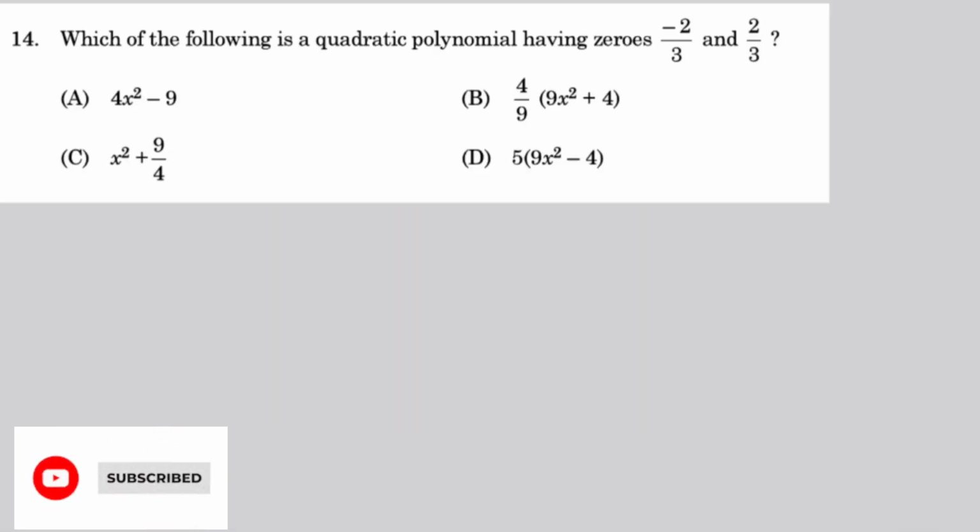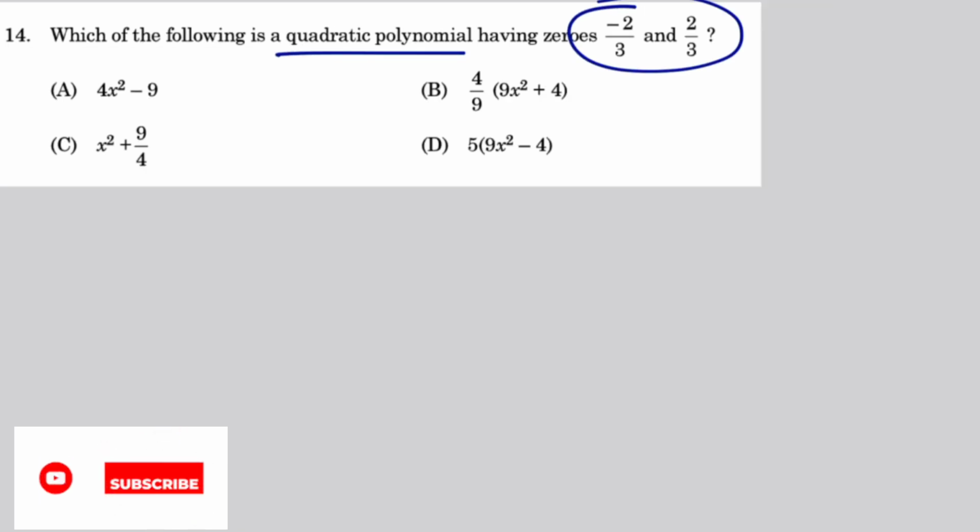This is the question which is related with the quadratic polynomial. Which of the following quadratic polynomials has the zeros minus 2 by 3 and 2 by 3? So what we have to do here? There are two methods. First, you can put each and every value, meaning both the values, in each and every option. Then if you are getting the answer 0, then you can conclude that they are the zeros. But we will go for the shortcut method.